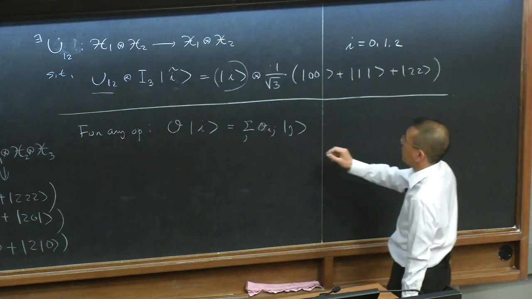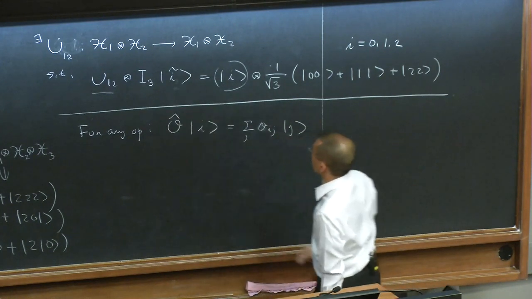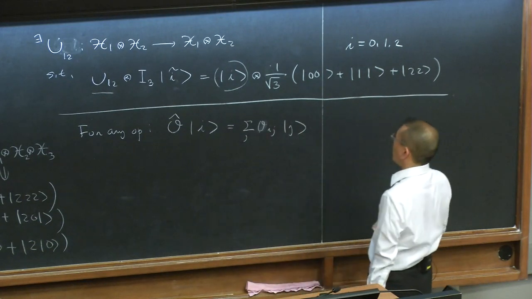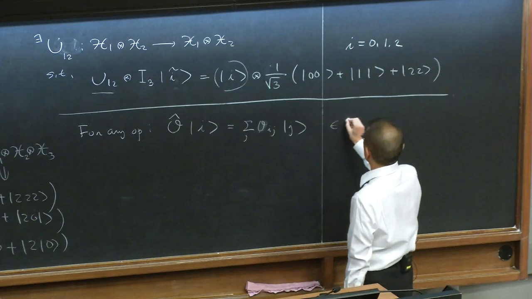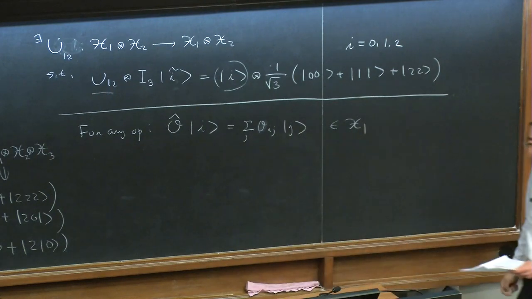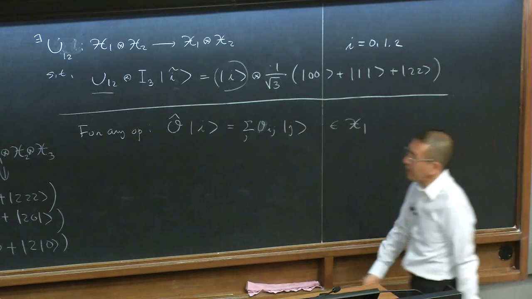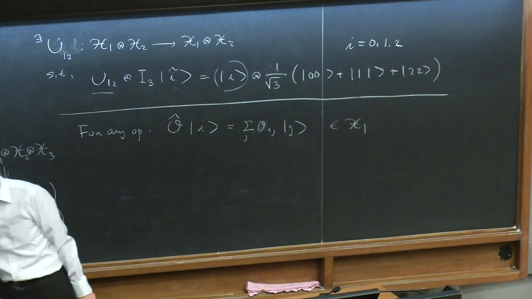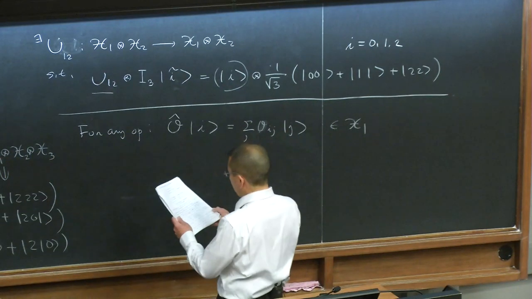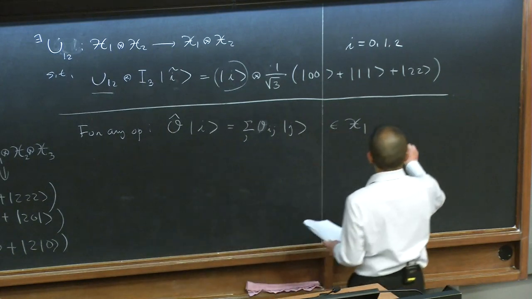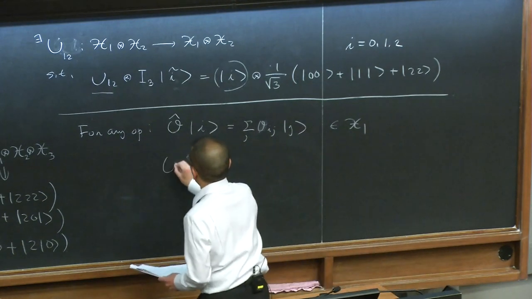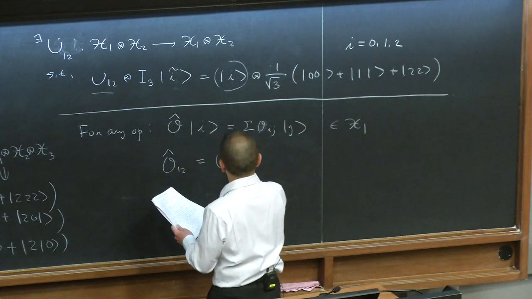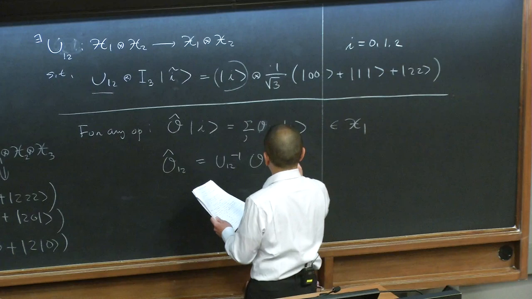Suppose you have, so this is the operator, and this is a matrix element. So suppose you have any operator acting on the first Hilbert space, then I can upgrade that into a unitary operator acting on these three subspaces. So a three-dimensional subspace in the following way. So I can define a new operator O12 hat as U12 inverse O U12.